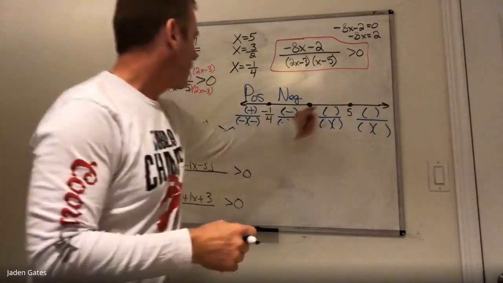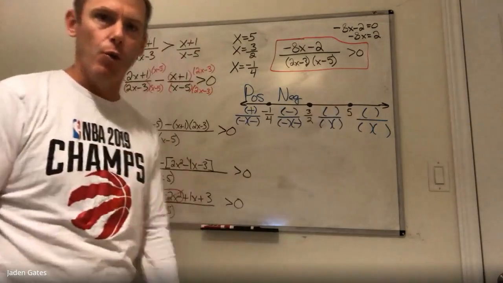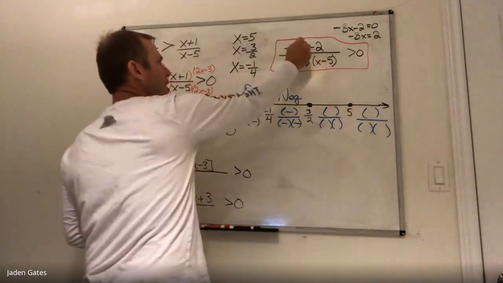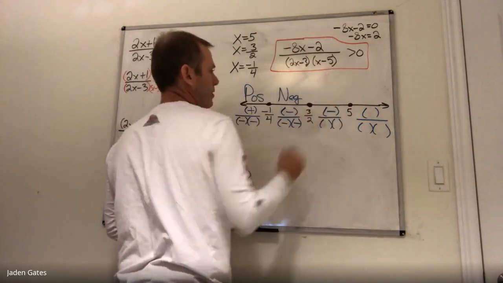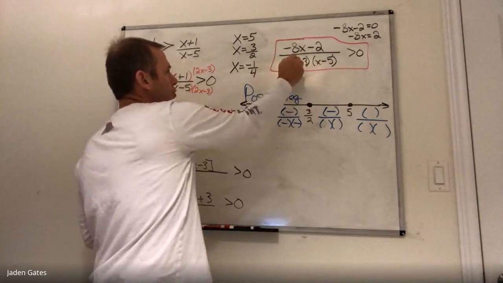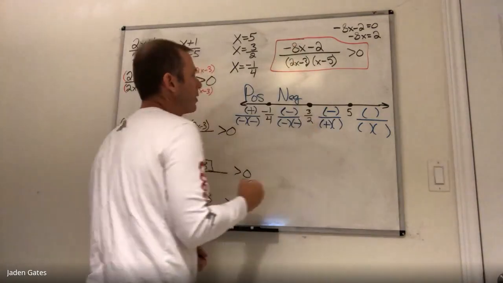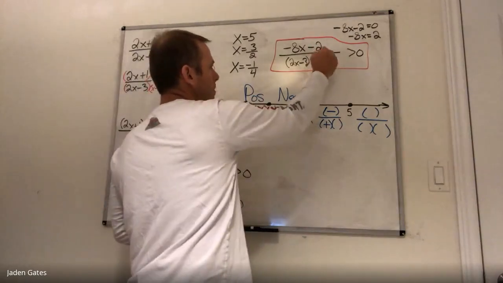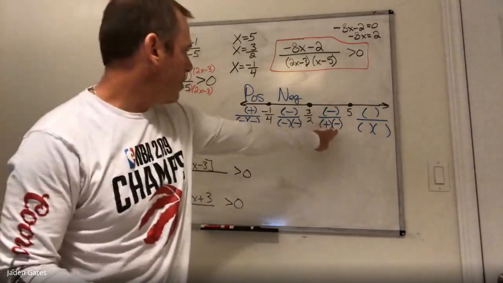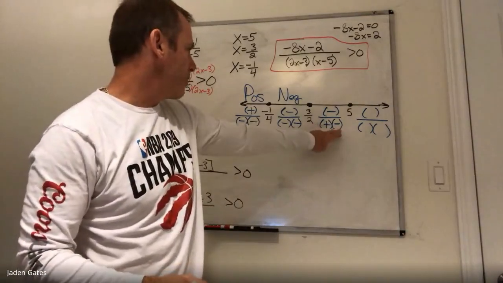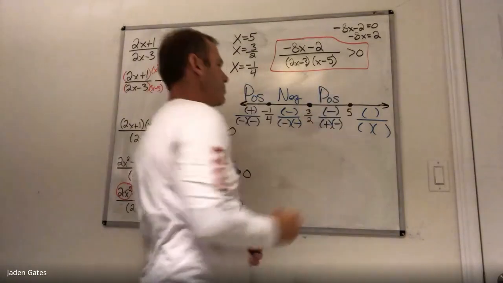All right. Next one, a number between 3 halves and 5. I'm going to go with 2. So I put a 2 in the top. Minus 8 times 2 is minus 16 minus 2. That's definitely negative. Put a 2 in this piece. 2 times 2 is 4 minus 3. That'd be positive, actually. And then put a 2 in here. 2 minus 5 would be a minus 3, so it would be negative. And so on the bottom, positive times a negative is going to be a negative, but if you take a negative and divide by negative, it's going to be positive.